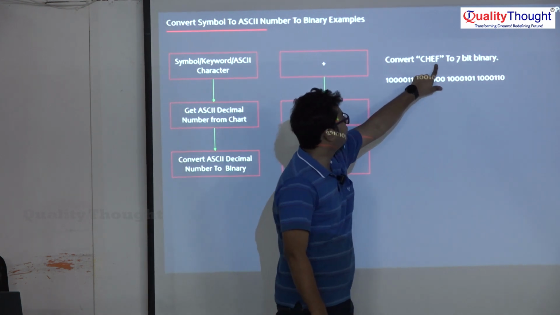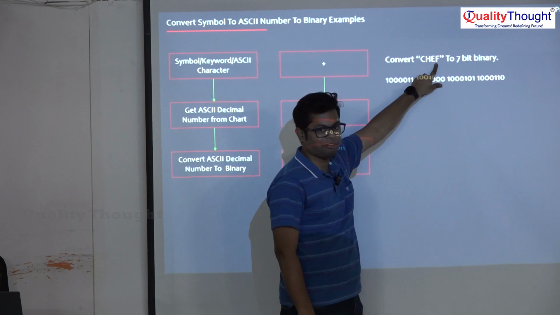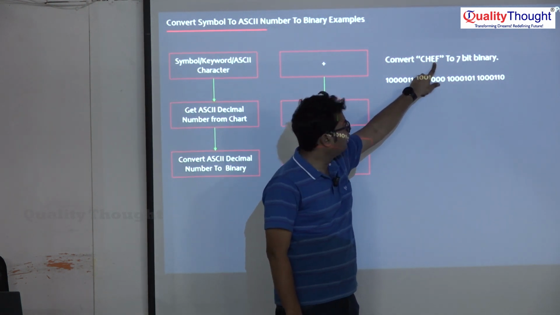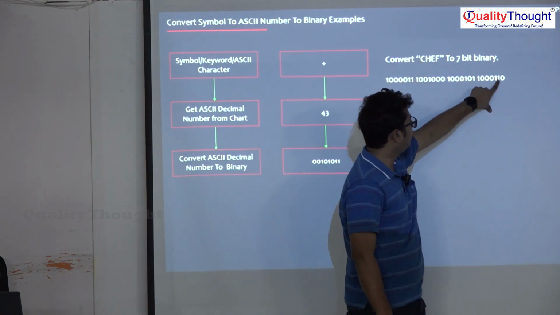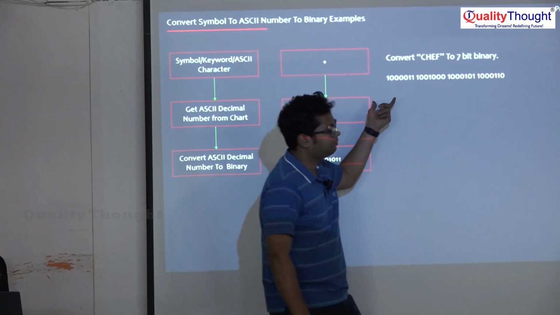So CHEF. If I want to convert this, C is a symbol, H is a symbol, E is a symbol, and F is a symbol. All these are ASCII characters, correct? So they are all represented in binary. You need to take each character, take the respective decimal number mapping, and convert that into binary. This is how it looks.